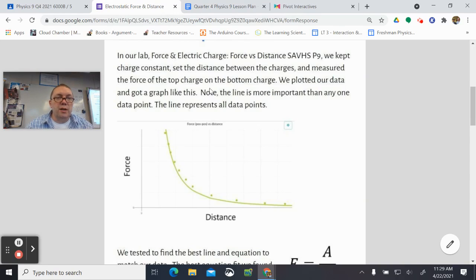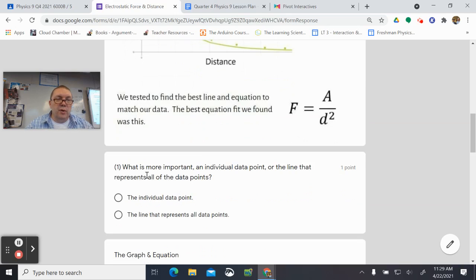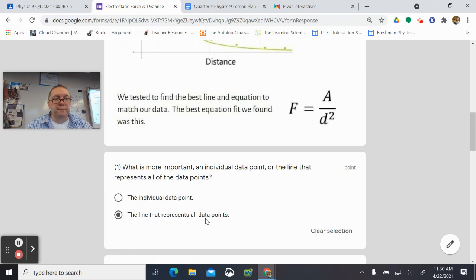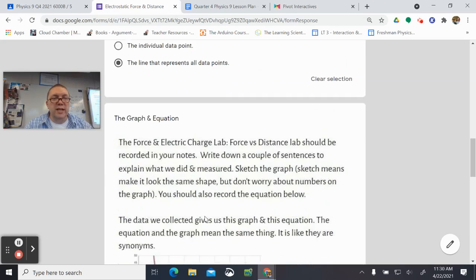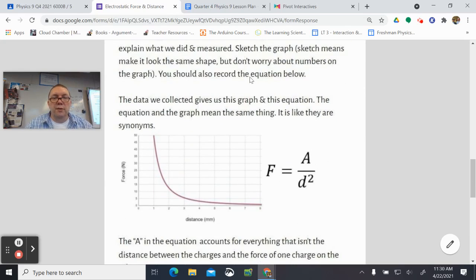So it says, hey, here's our stuff. Note the line is more important than any individual data point. So down here, what's more important, the individual data point or the line? The line. That represents all data points. Then we have this. This talks about the stuff that we talked about in our slides. We have this delightful shape. If the distance gets doubled, the force becomes smaller than half of it. The force becomes much smaller.